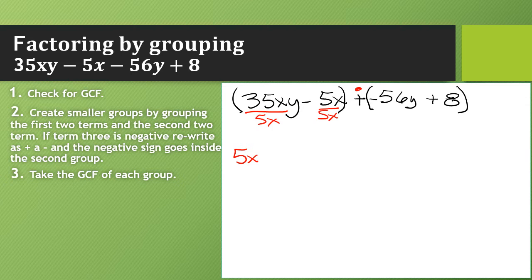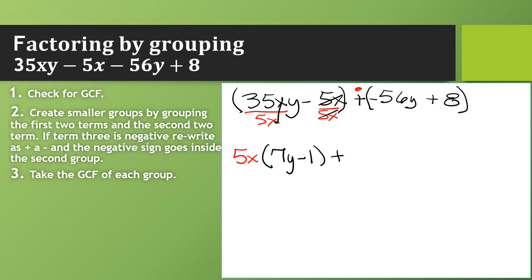So when I take out that 5x, 35 divided by 5 is 7. The x is reduced down to 1 and leaves me with a y. Minus 5x over 5x, those reduce to 1, so I have 7y minus 1, and then I have a plus.